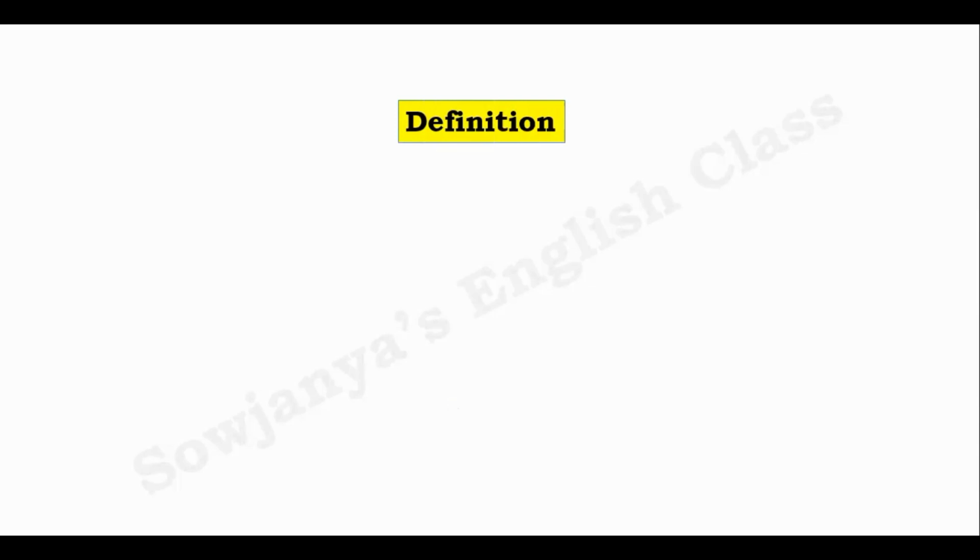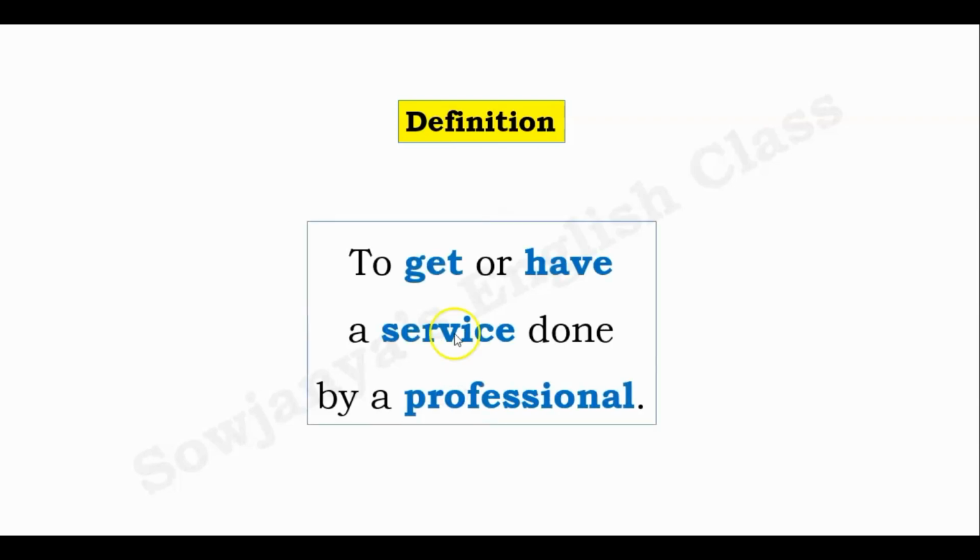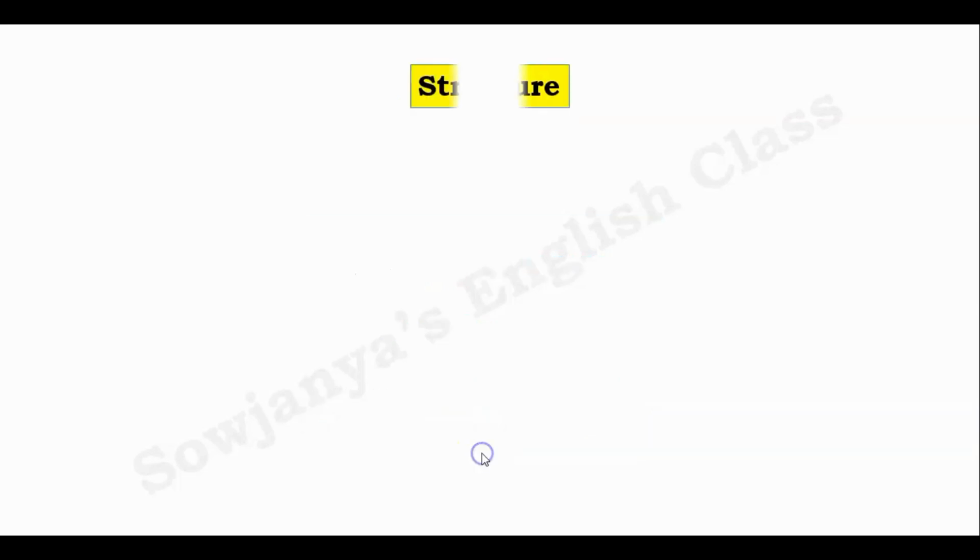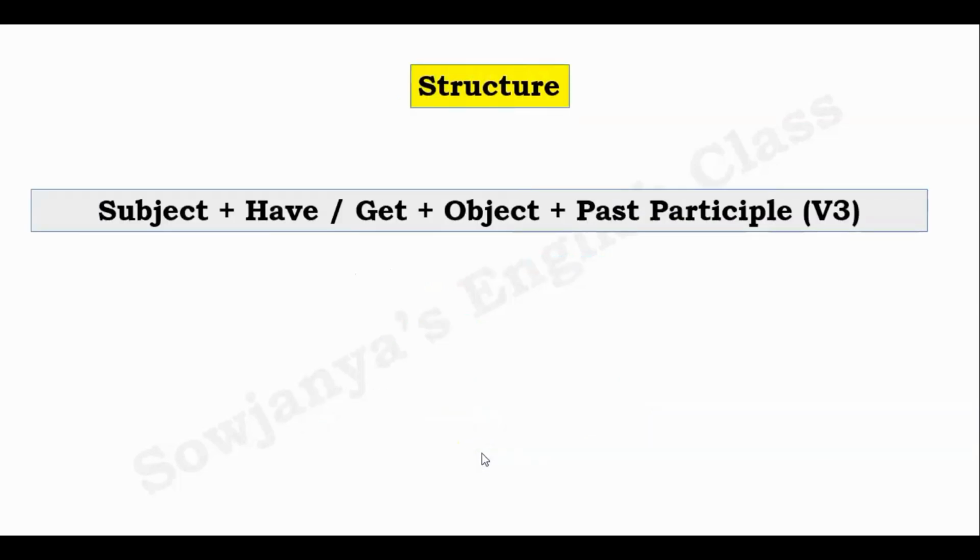Let us look at the definition. As such, there isn't any definition, but let us try to derive something out of it. To get or have a service done by a professional. That is when we use a passive causative. Let us look at the structure of it. Subject plus have or get plus object plus past participle, that is the third form of the verb.